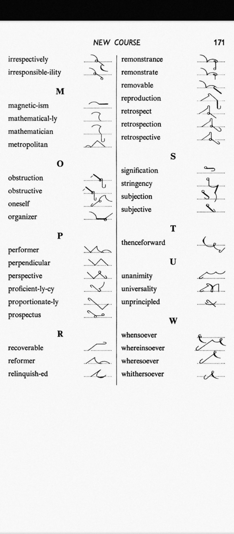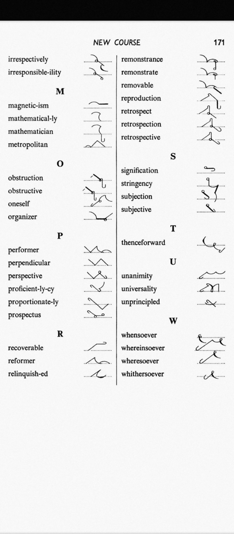Proportionate, proportionately: PR on the line, another P through the line, upward R is used here. Prospectus: P with R hook on the line with S circle with K with S circle. Recoverable: upward R with K stroke with V hook is used here. Reformer: upward R, F stroke on the line, M with R hook on the line.